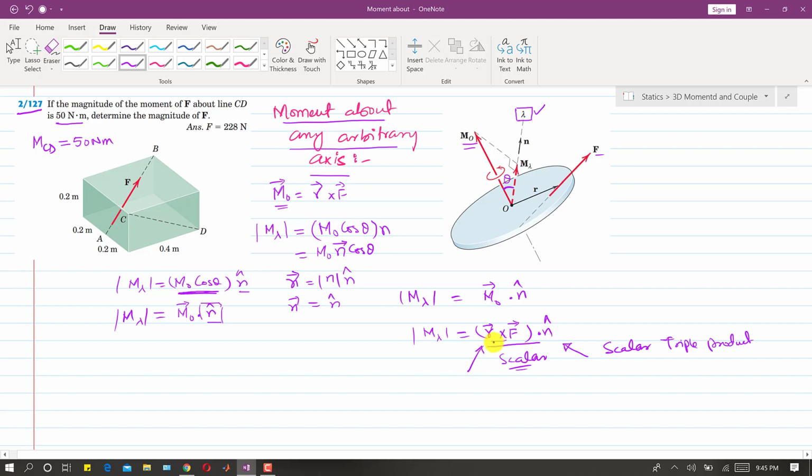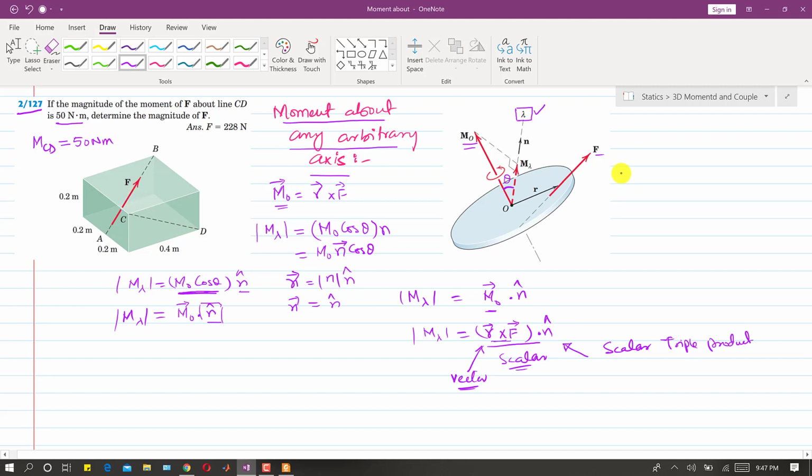This is a vector product, this is a cross product. So cross product always gives us a vector. So if we take the dot product of this vector with a unit vector, the direction vector, what will we get? We will get the component of this moment along that unit vector. So now we will use this same concept in this problem 127, and we will find this force F.